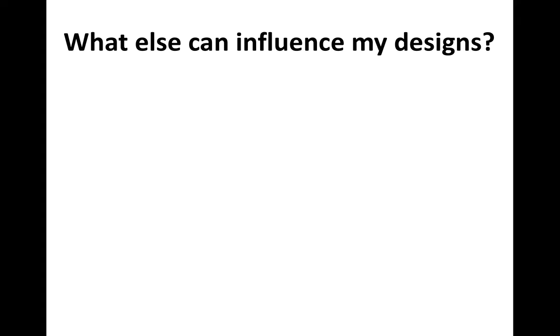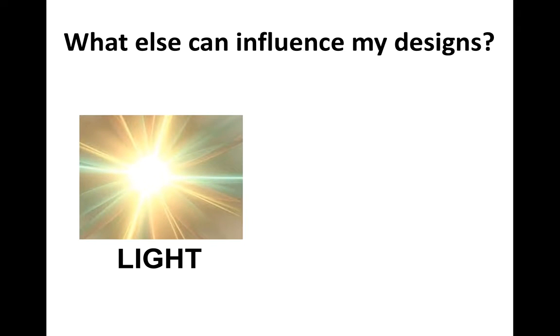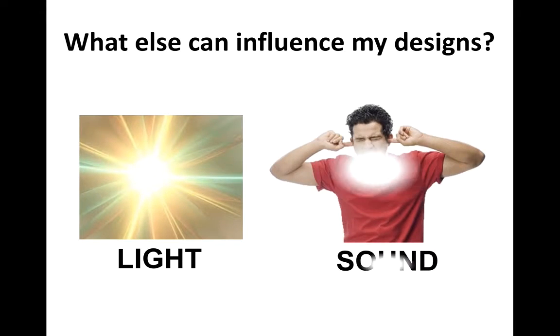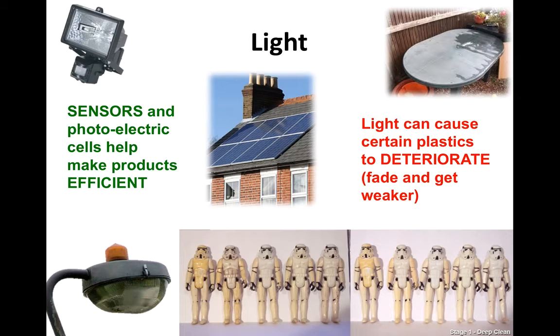So, what else can influence your designs? Okay, 2 things you need to be thinking about is the light around you, and sound can also be used. And let's take a look at each of those in turn. So in terms of light, light can actually cause certain plastics to deteriorate. In other words, they can fade and get weaker. You can see this here on these Stormtrooper figures. Okay, when they first came out, they were actually quite white, but under just regular light, the actual plastic starts to degrade. Sometimes you can find it with outdoor garden furniture. If it's left outdoors in the sun, it becomes very, very brittle over time.